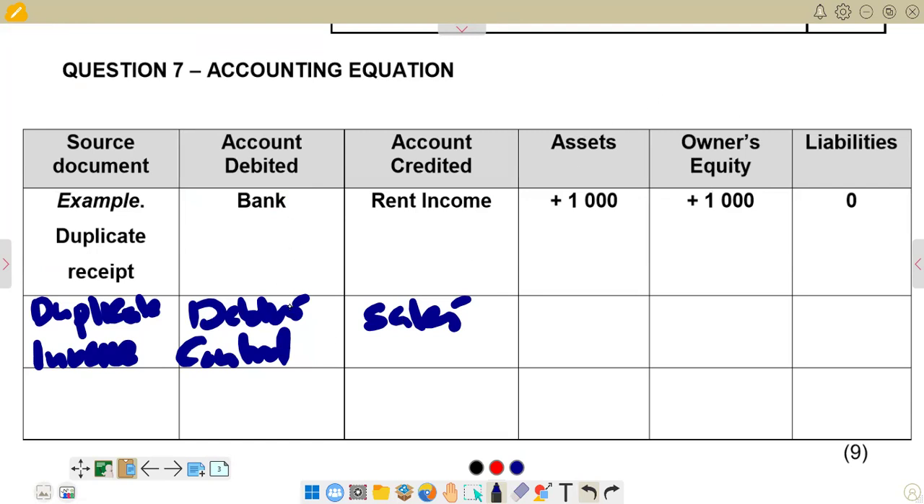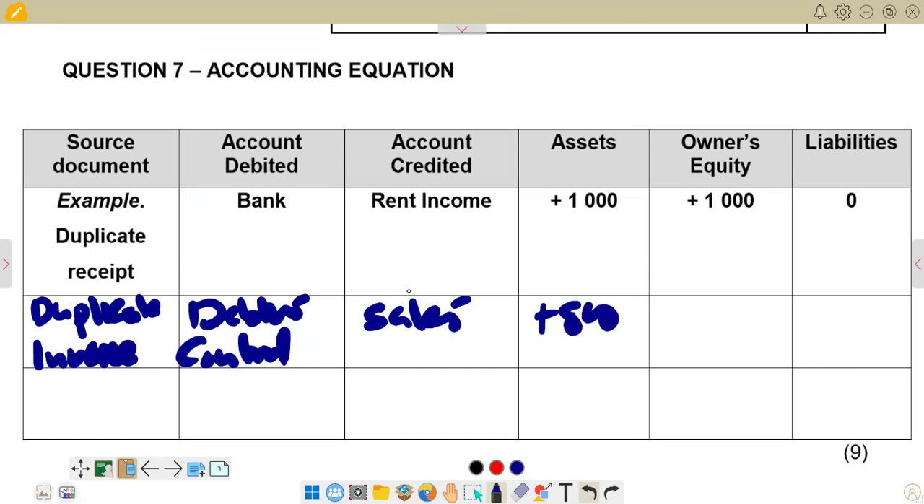So in this case, we are debiting. We should know that whenever we debit an asset, it's a plus, but when we credit an asset, it becomes a negative. So in this case, we are debiting, so we are going to have a plus in terms of the 800 that we sold the goods for, which is the selling price. So we are going to have a plus 800 here.